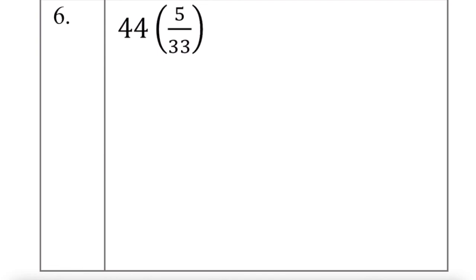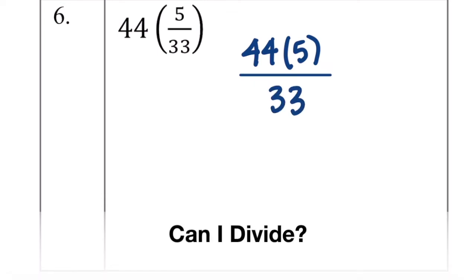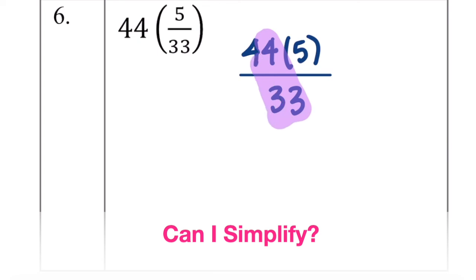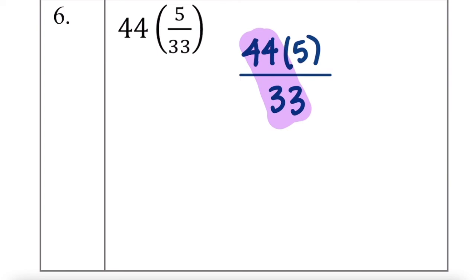Number 6, let's start by putting the multiplication in the numerator. 44 times 5 over 33. Can I divide? Well, I know I can't divide 44 by 33, and I can't divide 5 by 33, so no. But can I simplify? I feel like yes. I feel like 44 and 33 have a common factor. 44 and 33 can both be divided by 11.